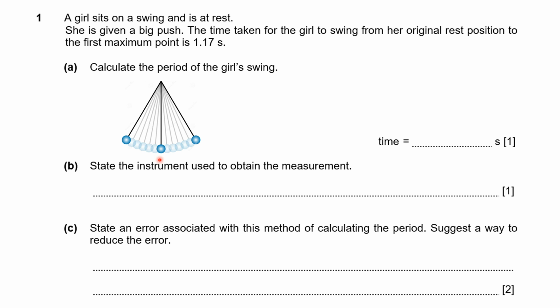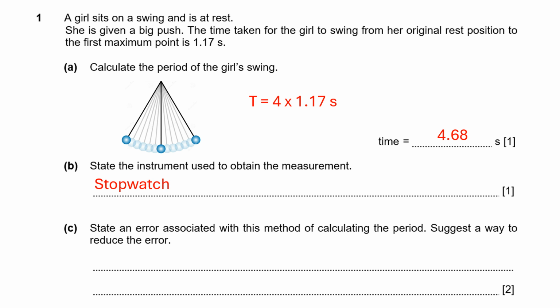1.17, another 1.17, a third one, and a final one for her to return back to her original state of motion. Not just back to the original position, but also back to original position and state of motion. So our answer would therefore be 4 times 1.17 seconds, which is 4.68.